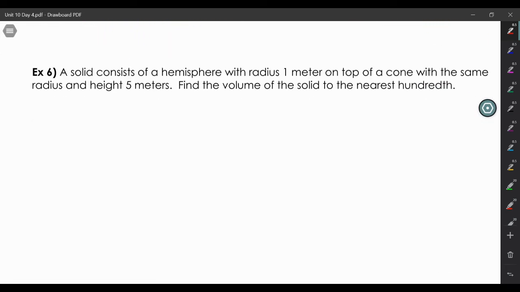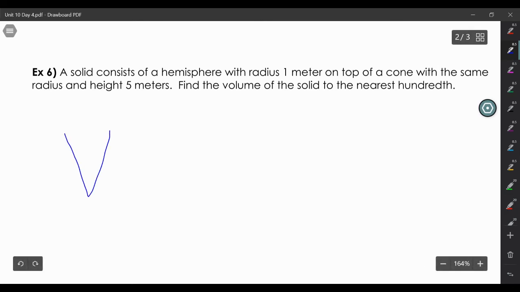All right, let's look at the next problem here. A solid consists of a hemisphere with a radius 1 meter on top of a cone with the same radius and a height of 5 meters. Find the volume of the solid to the nearest hundredth. So what we'll do is we'll draw the picture, and then I'll have you guys try to calculate the volume on your own.